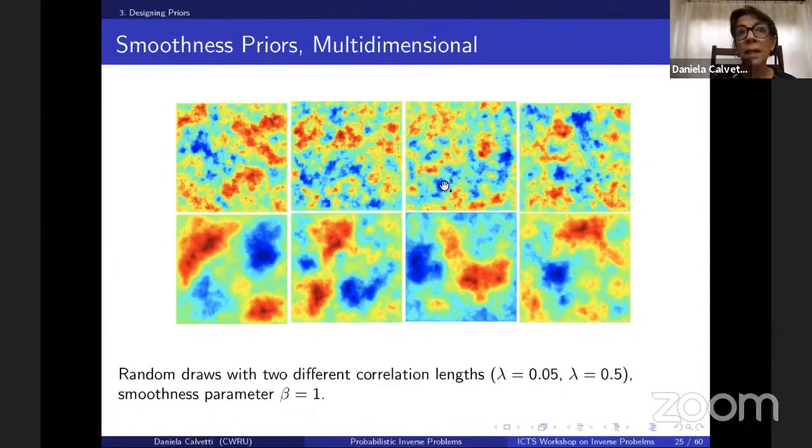And again, the reason why I'm showing this is because when you have to choose which prior to adopt, it's good to look at it. Because if you're solving a problem that other people have solved, or it's a physical problem, you may not know a priori what the solution is. That's why you have data and you're solving an inverse problem. But you may have a pretty good sense that your solution is going to look something like this rather than something like this, in which case you would use a Whittle-Matern prior with a smaller correlation length.